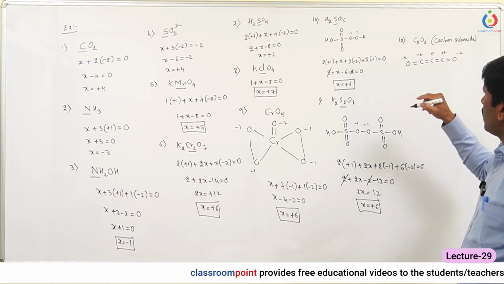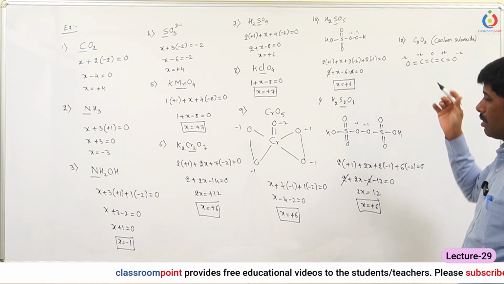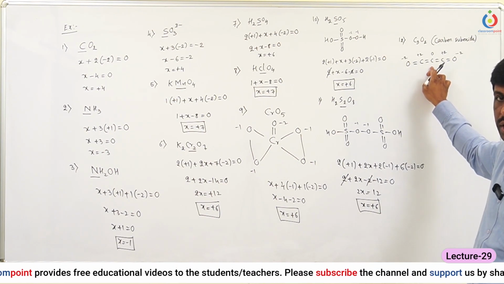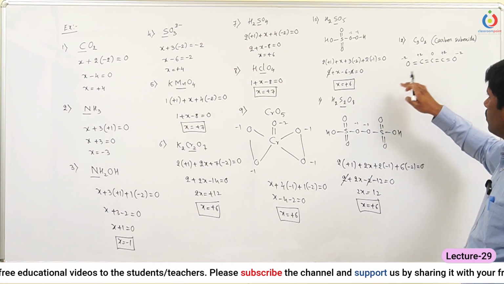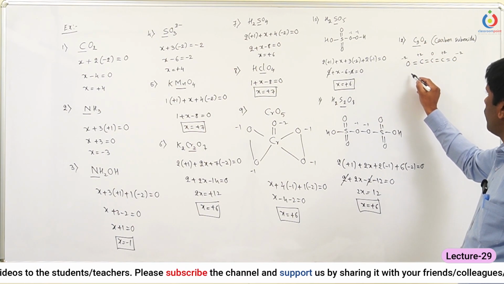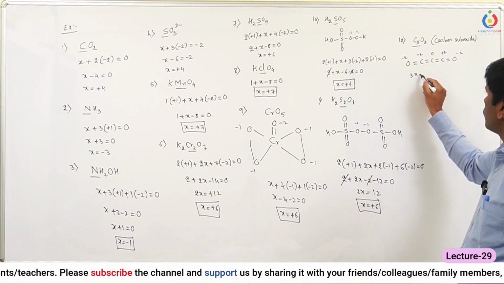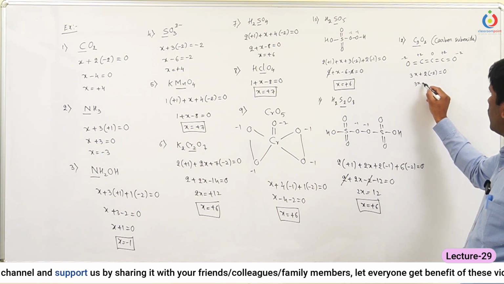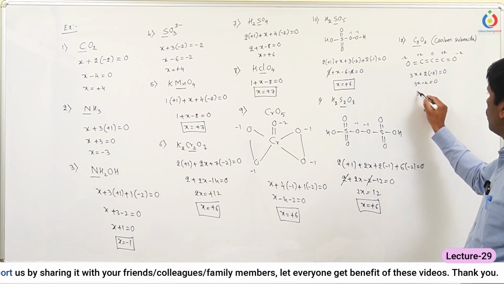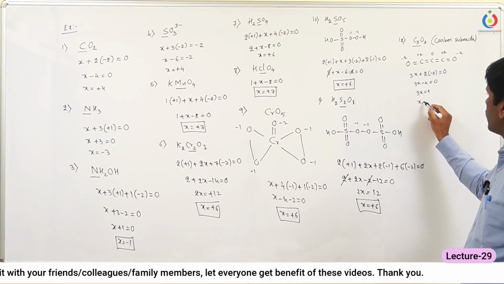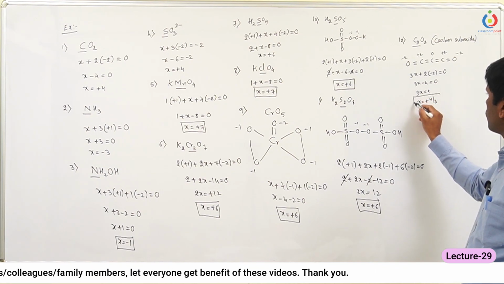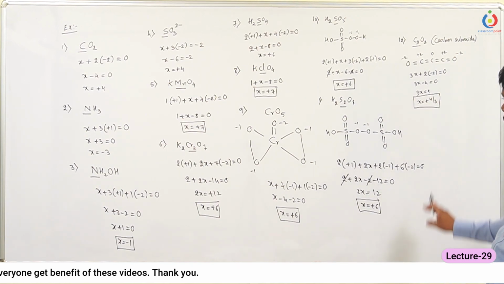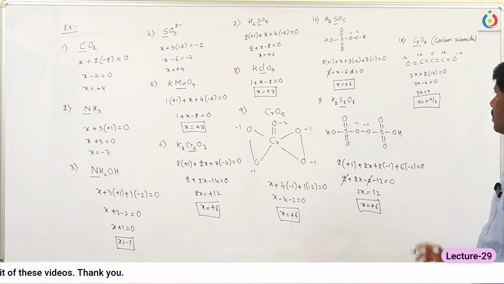And if you want to calculate the average oxidation state, for this one also we calculate the oxidation state. Usually it will not have any single oxidation state, but for the average oxidation state we take all the atoms. So average means 3x plus 2 into minus 2 equals 0, 3x minus 4 equals 0, 3x equals 4, x equals plus 4 by 3. So if you share this value among all three carbon atoms, each carbon gets plus 4 by 3 oxidation state.